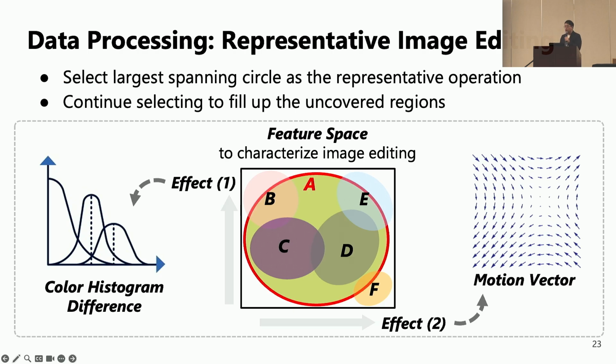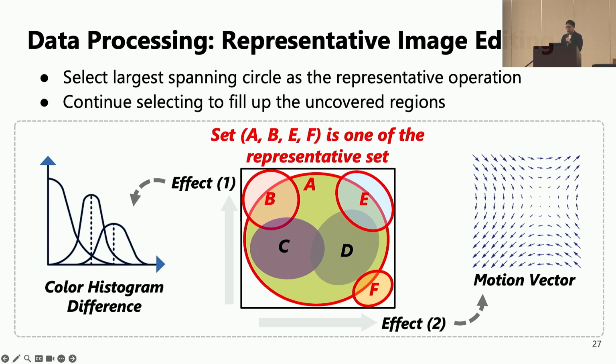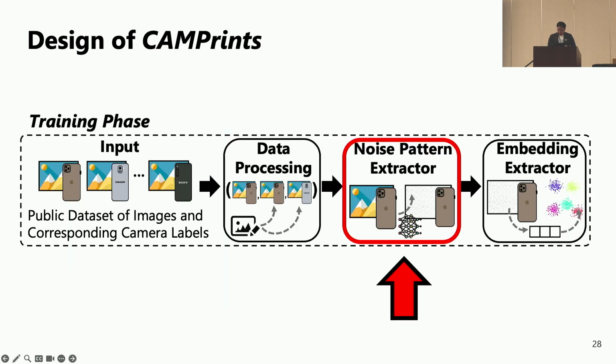For instance, we can begin with selecting operation A. Then we choose the next operation to fill up the remaining uncovered region in the feature space. We can select B, E, and F. So this set of A, B, E, F is one of the representative sets, while other alternative sets are possible.